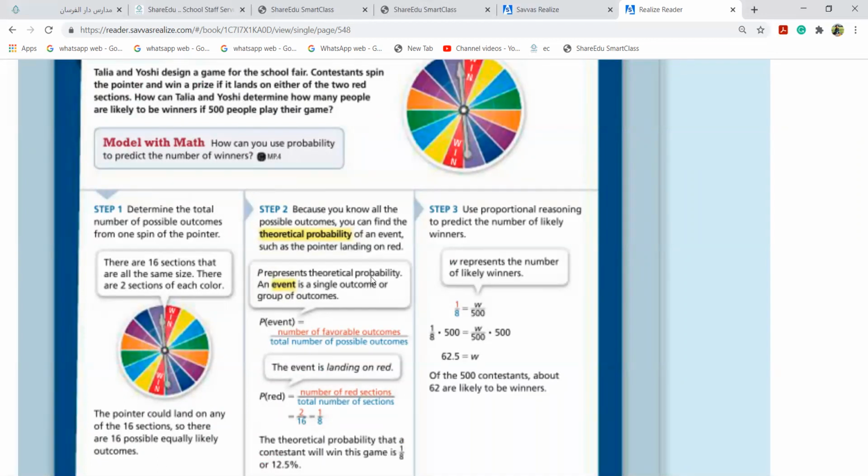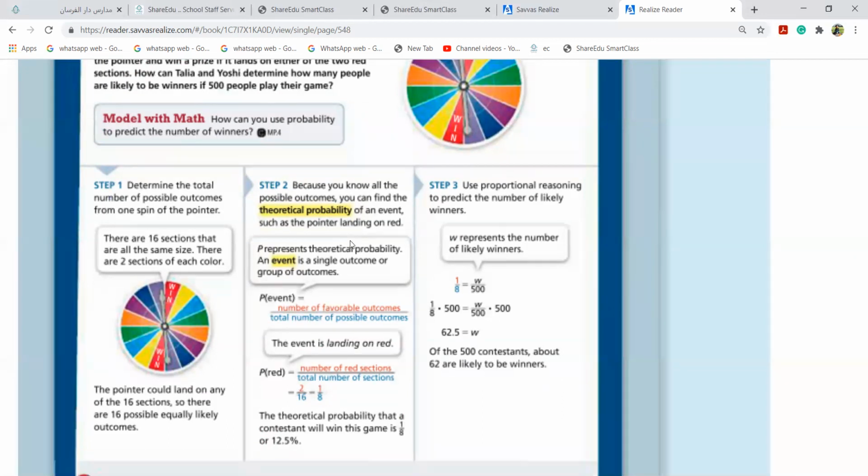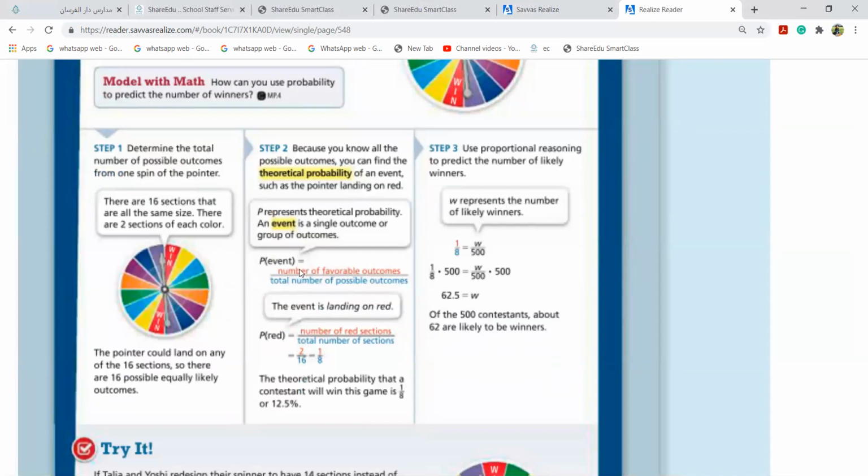Because you know all the possible outcomes, you can find the theoretical probability of an event such as a pointer landing on N. P represents the theoretical probability. An event is a single outcome or group of outcomes. So, number of outcomes over total number of possible outcomes. Again, number of outcomes over total number of possible outcomes. The event is landing on red.